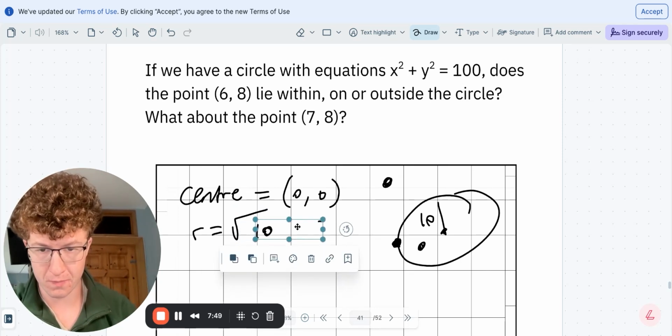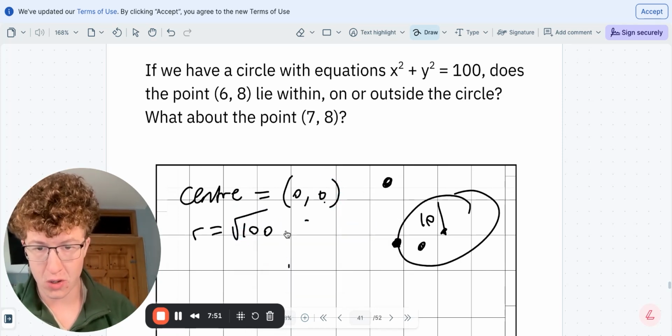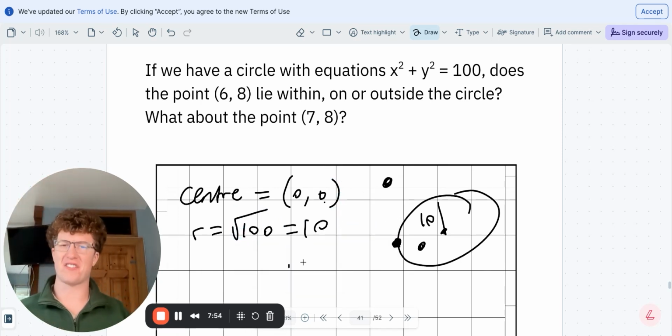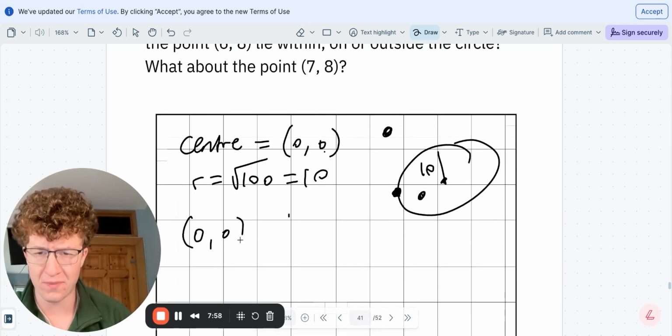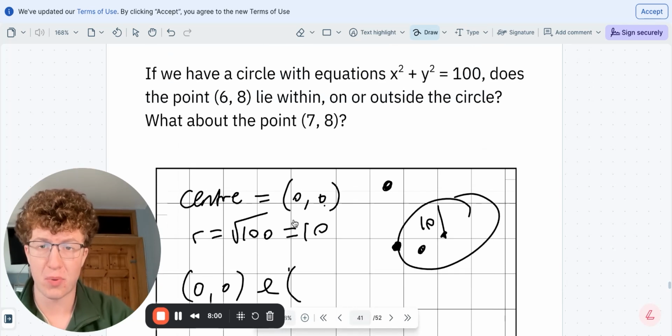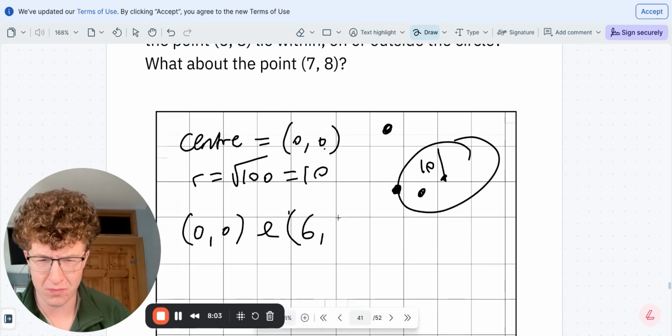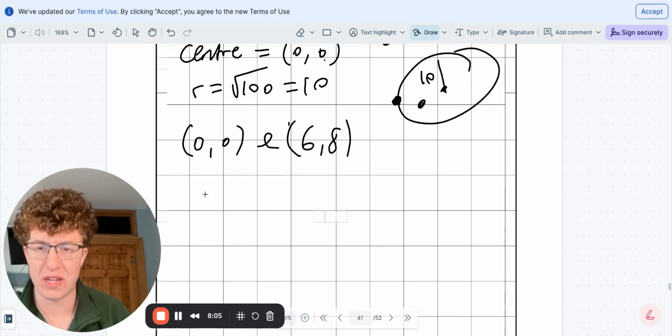The radius is just 10. So let's calculate the distance between the center and the point. So the point is 6, 8, like this. What's the distance between those 2 points?